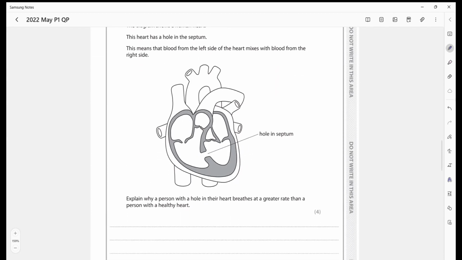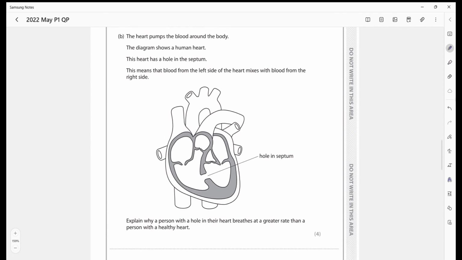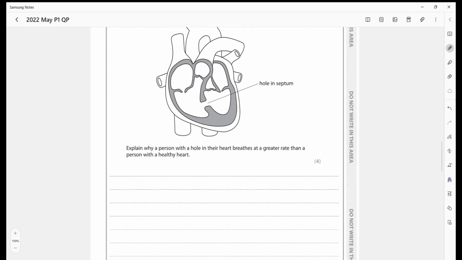All right, let's do part B. The heart pumps the blood around the body. The diagram shows a human heart. This heart has a hole in the septum. So the septum is the wall that separates the 2 sides of the heart. So it says this means that the blood from the left side of the heart mixes with the blood from the right side. Explain why the person with a hole in their heart breathes at a greater rate than a person with a healthy heart.